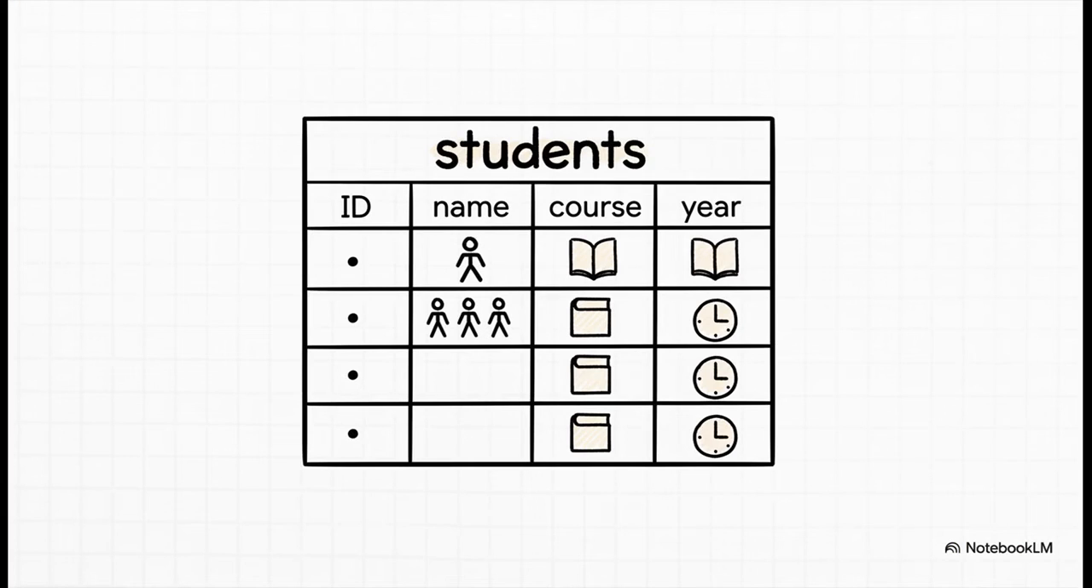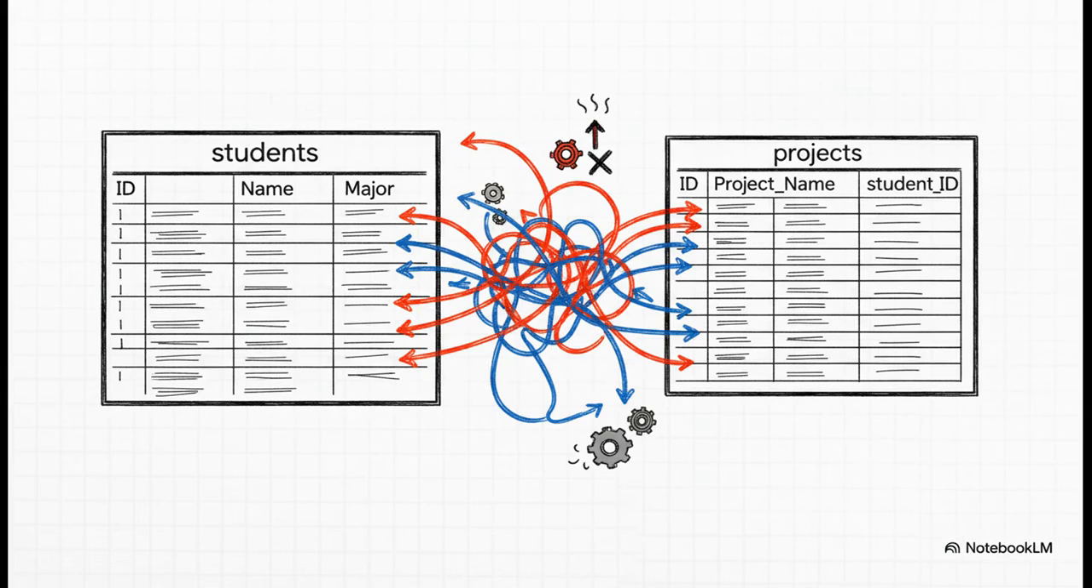All right, so here's our before picture. In the good old relational world, we've got a nice, clean students table. It has an ID, a name, a course. Everything's neat and tidy, very structured. But a student is more than just a name and a course. They also have projects. In SQL, that means, you guessed it, a second table. A projects table linked back to the student with a foreign key.